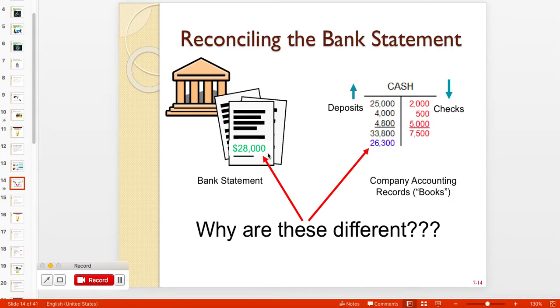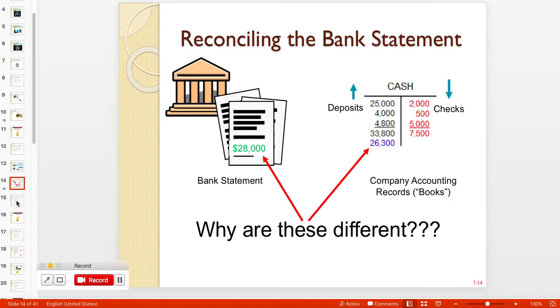So the purpose of the bank reconciliation is to look at all of the reasons why, the things that make up this difference, and determine if these reasons are okay, they're just timing differences, or if there was an error or fraud that we need to correct or address.